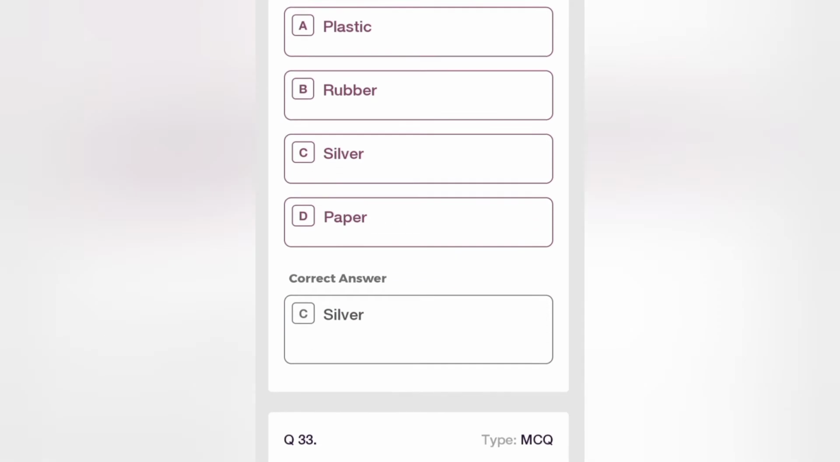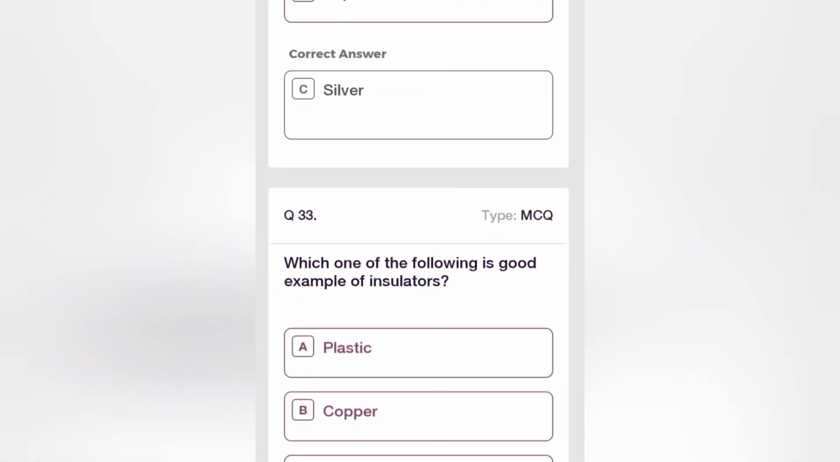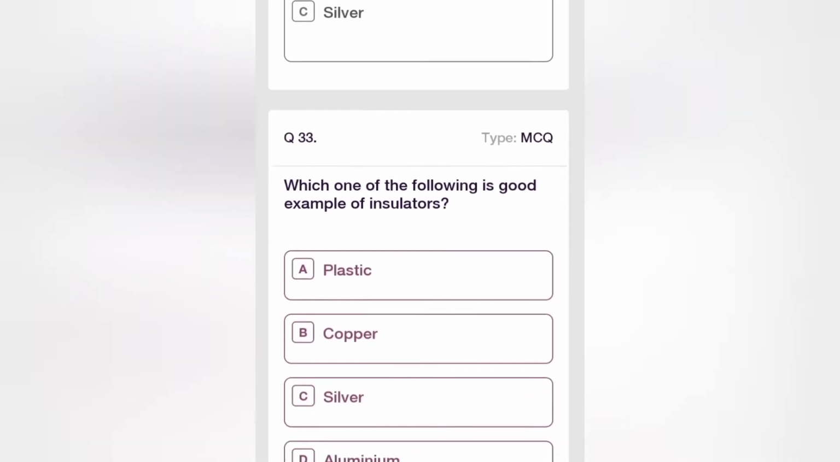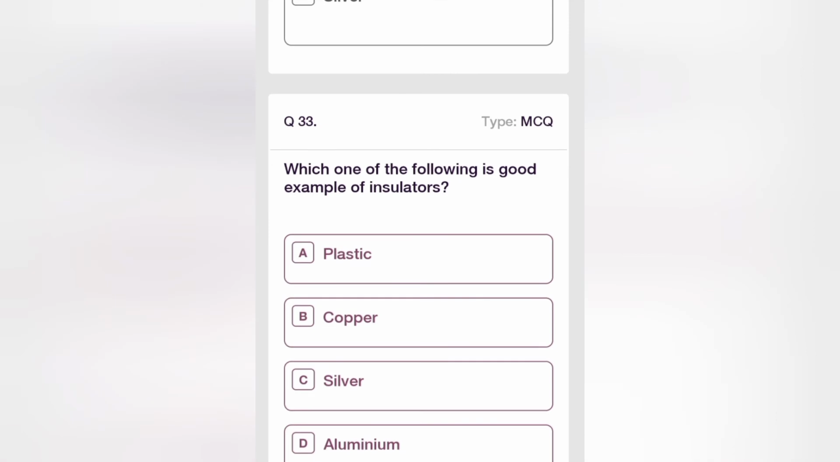Next question, 33rd question. Which of the following is a good example of an insulator? Plastic, copper, silver, aluminium. Copper, silver, aluminium are the conductors. So plastic will be the insulator.